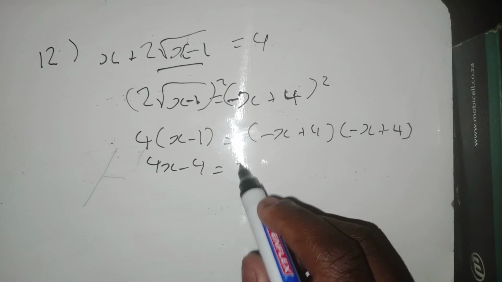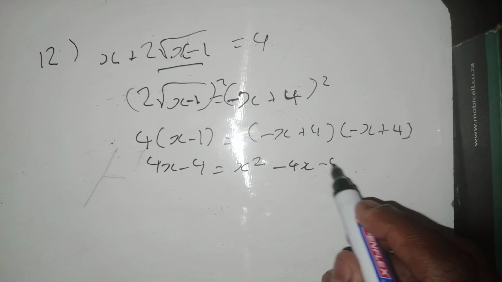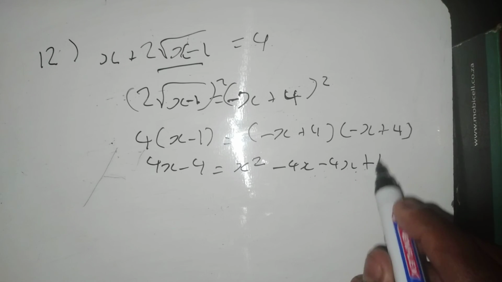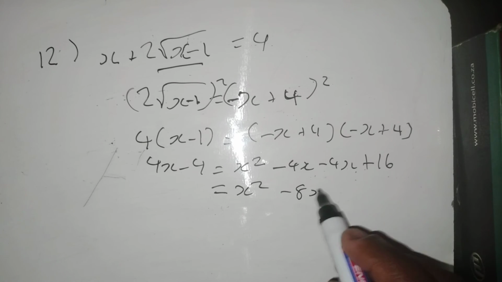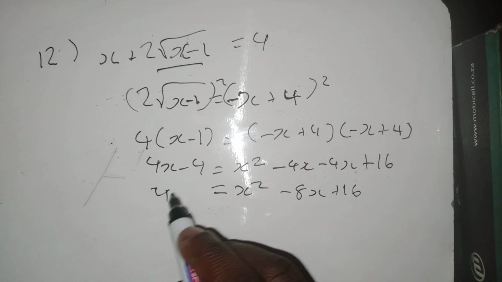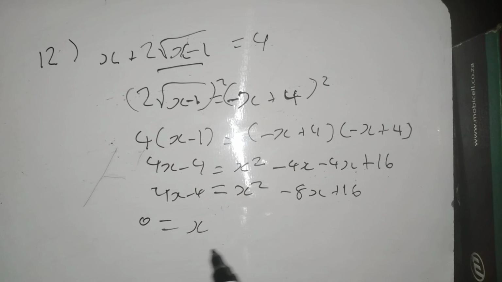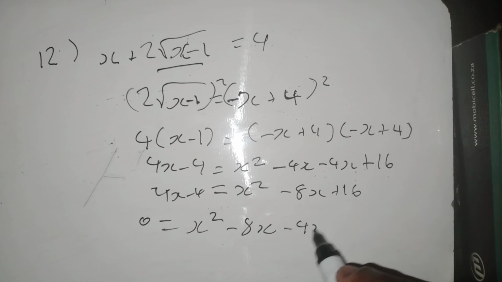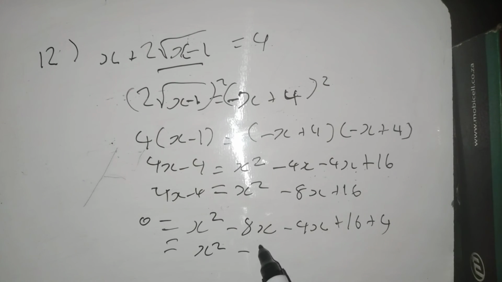Then when you multiply here, it becomes x squared, minus 4x, minus 4x, then plus 16. So this becomes x squared minus 8x plus 16 equals 4x minus 4. Then we take everything to the other side because it's quadratic, of course. So the 8x minus 4x becomes a negative 12x overall, and 16 minus negative 4 becomes 20. So x squared minus 12x plus 20.